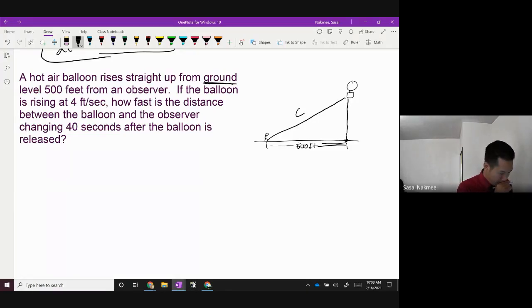This is going to be a little bit tricky. What would you guys label this right here? What do you guys want to call this right here? What do you guys want to call that right there? How high the balloon is.